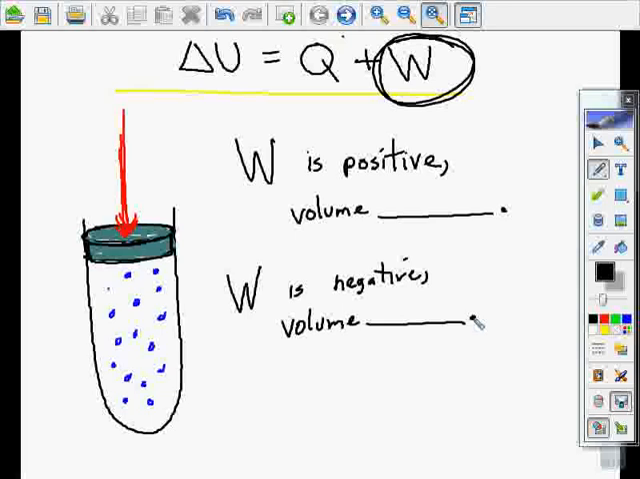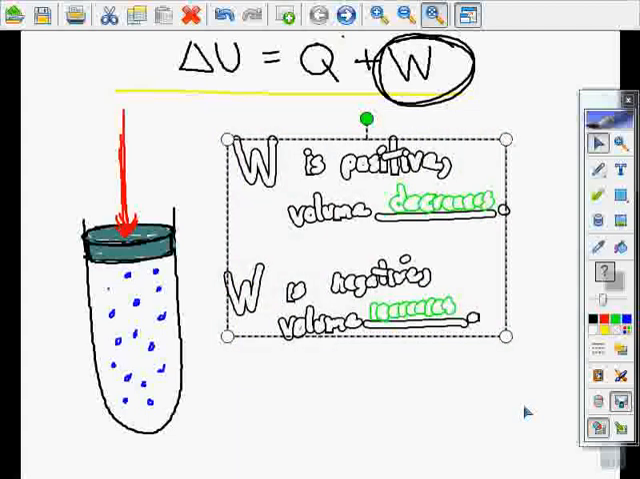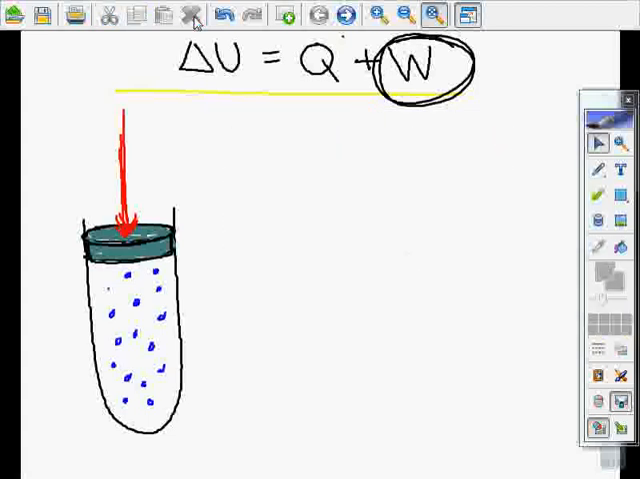So Ryan, up on top, if the work is positive, what happened to the volume? Did it increase or decrease? Decreases. Yes. And if the work is negative, the volume increases. All right, let's take a 2 o'clock stretch and we'll come back and we'll calculate the work.